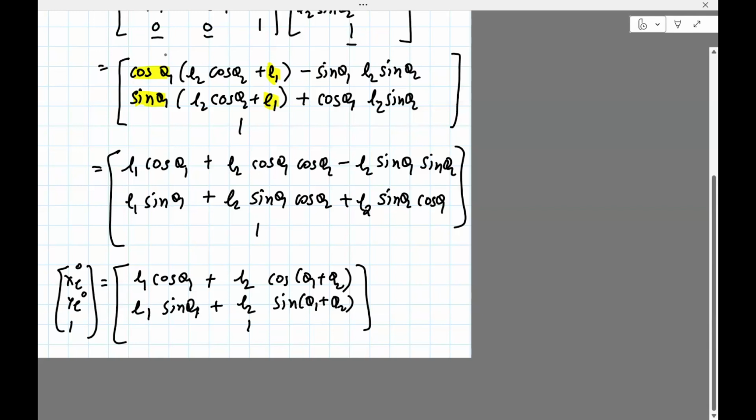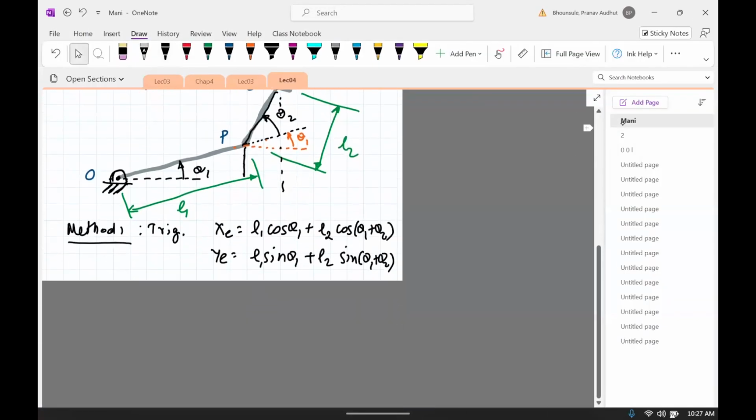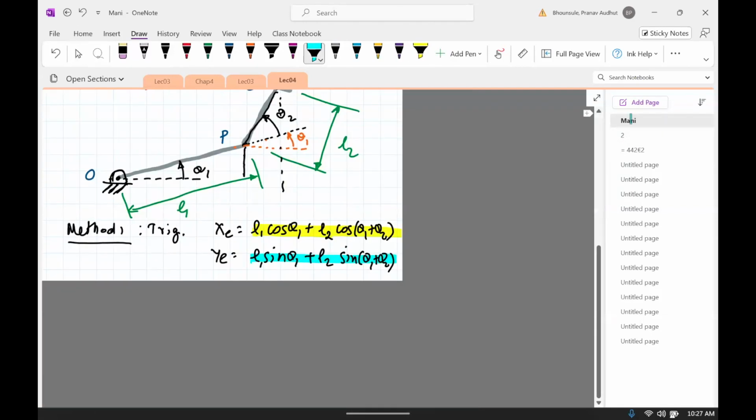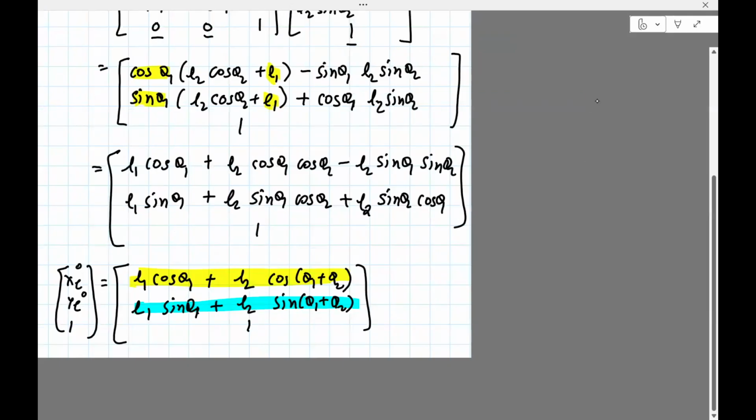So we have a formula now by doing this homogeneous transformation. And we also obtained the same answer using trig, which was here. You can see this answer here, L1 cosine this thing. You can check it compared against this one. It's the same thing. And then if you look at the other one, this one, and you compare it against this one, it's the same thing. So this gives you the same answer. Of course, we did a lot more work to get the same answer.